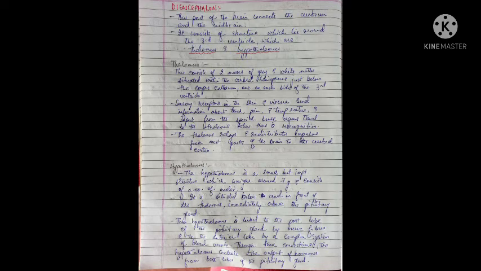Then next is the hypothalamus. Hypothalamus is a small but important structure. It weighs around 7 grams and consists of a number of nuclei. It is situated below and in front of the thalamus, immediately above the pituitary gland.